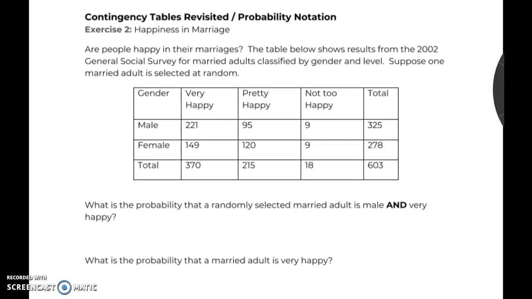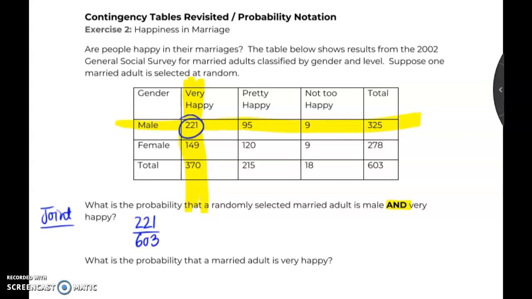So we have these keywords over here like "and," which shows us that we're looking for a joint probability. So we can highlight the males, and we can highlight the very happy, and "and" means it has to be both at the same time. Therefore, it's all 221 males that are also very happy. So joint probability on a contingency table means the joint cell that is both of them. And it's 221 very happy males out of 603 people altogether.